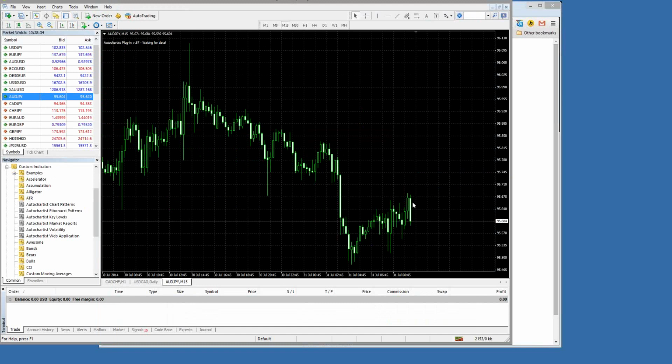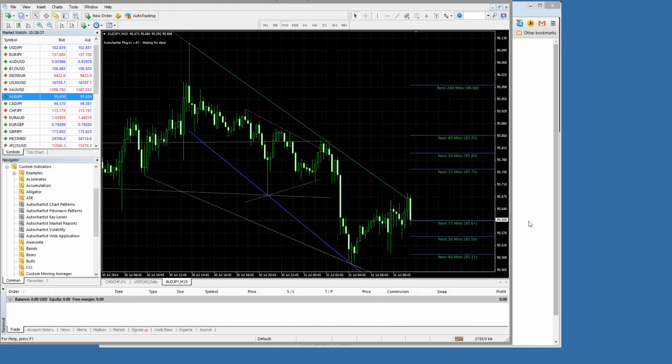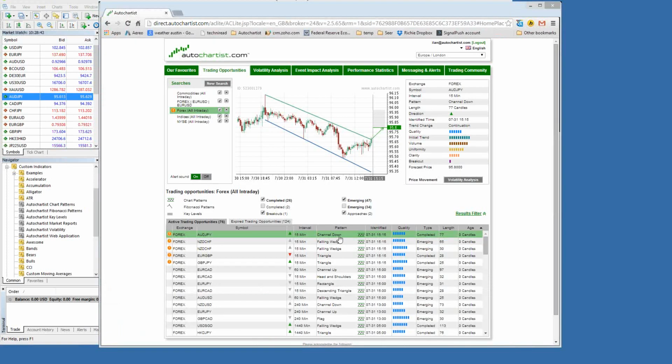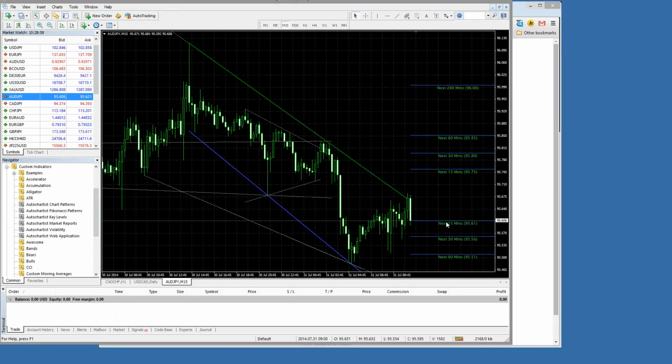So where's the price? 95.61. We are slightly off. It looks like we are 15 minutes off. Oh, maybe because I have a delayed version of Autochartist. That could be the reason. But we're kind of in the ballpark. Let's just have a look at this again. 95.65, and currently we are 95.61. So we're 4 pips out on that. So it's a little bit out, but you can see that the market has moved quite dramatically in the last few minutes. So that could be one of the reasons why that is happening.